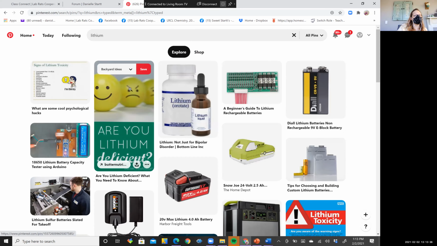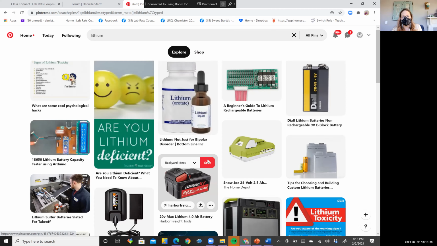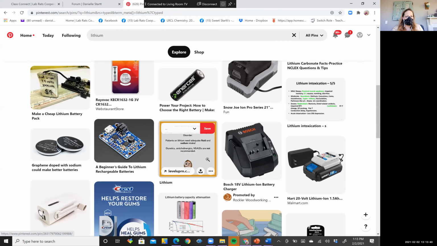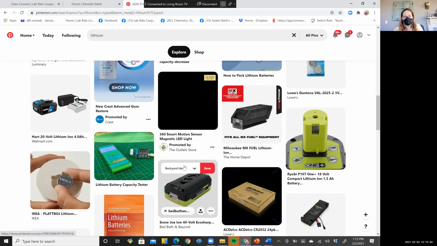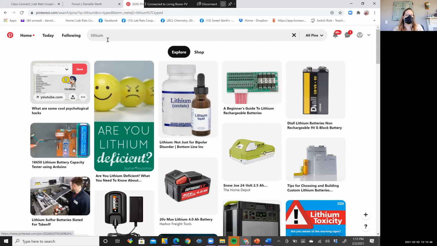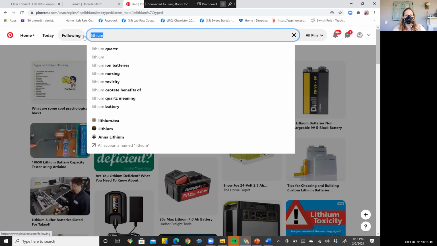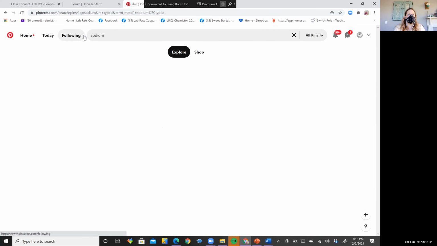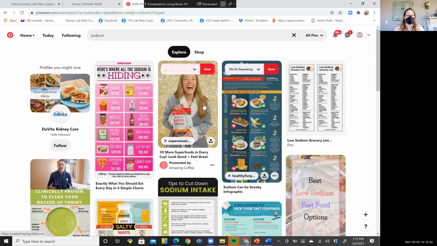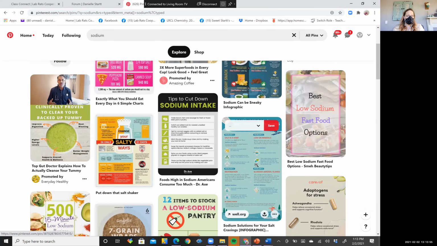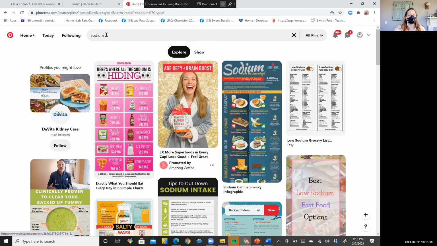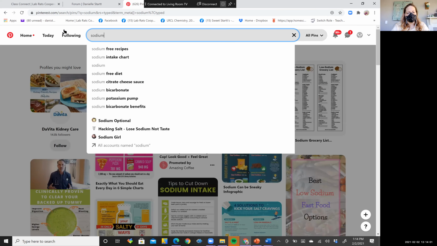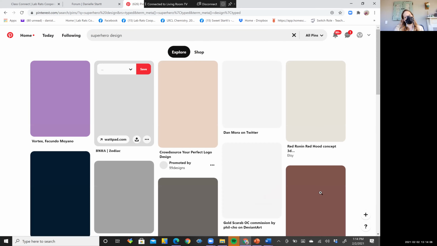Maybe this is your superhero's head. Maybe lithium helps with depression. It does, for real. See, all kinds of stuff you can do. Sodium is completely crazy. You're probably going to find a million high blood pressure things searching on sodium, but you might be inspired and go, oh, I like these colors. Or sodium's my thing, he just makes people get high blood pressure. That's the only thing he can do.